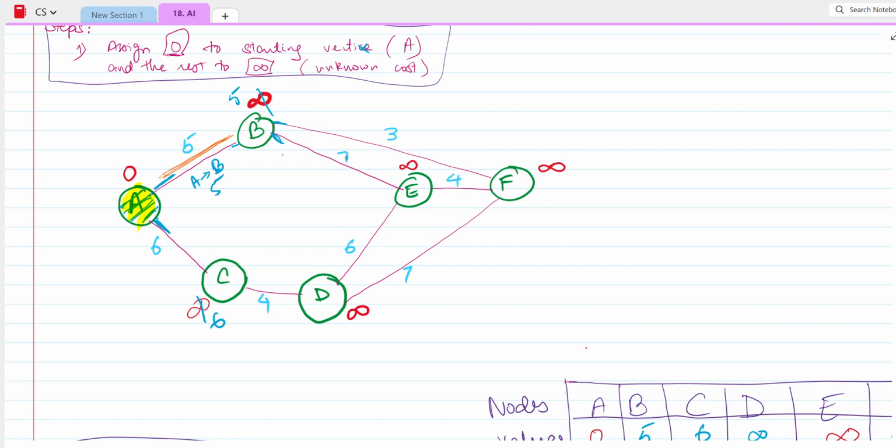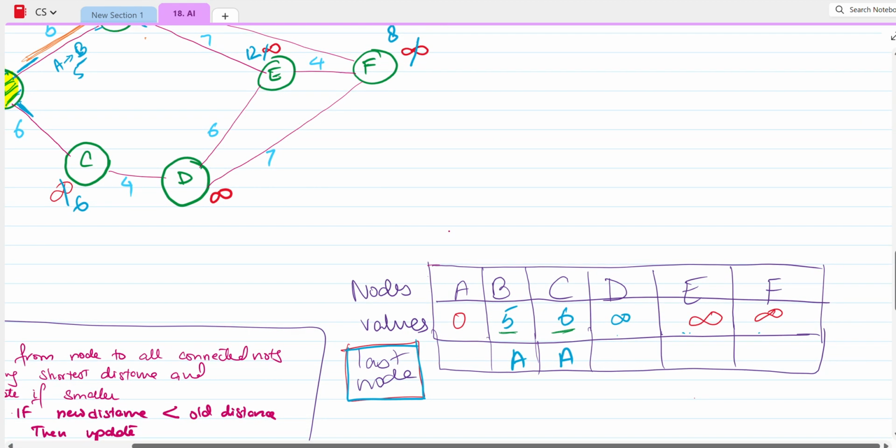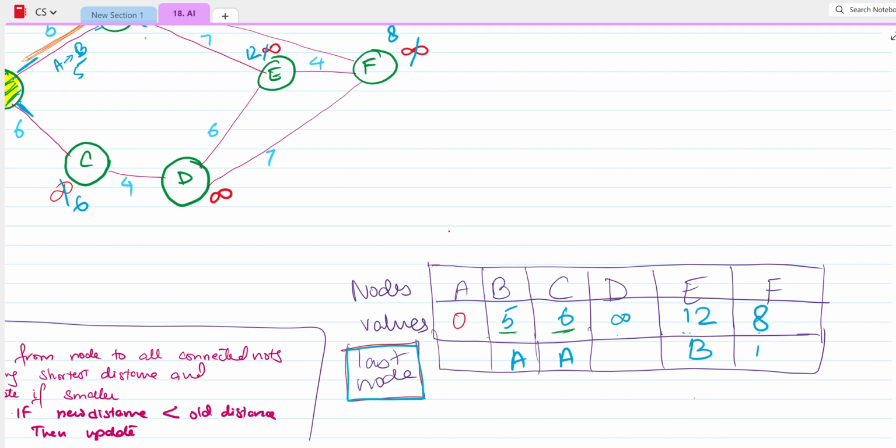Now E's cost is 7, so whatever the cost of the node B is, 5 plus 7, that will be our cost for E, which is 12. The same as 5 plus 3, F will become 8, and we are going to update our values over here as well, which will be 12 and 8, and the visited node was B.